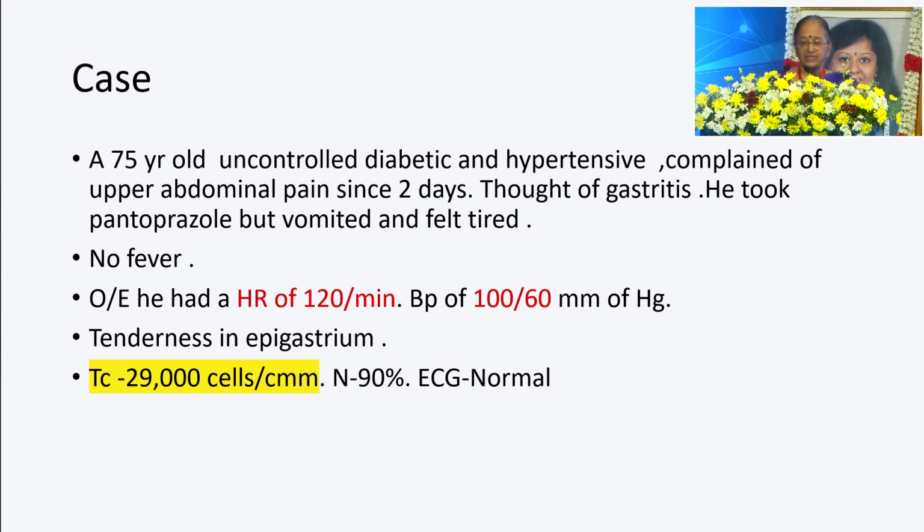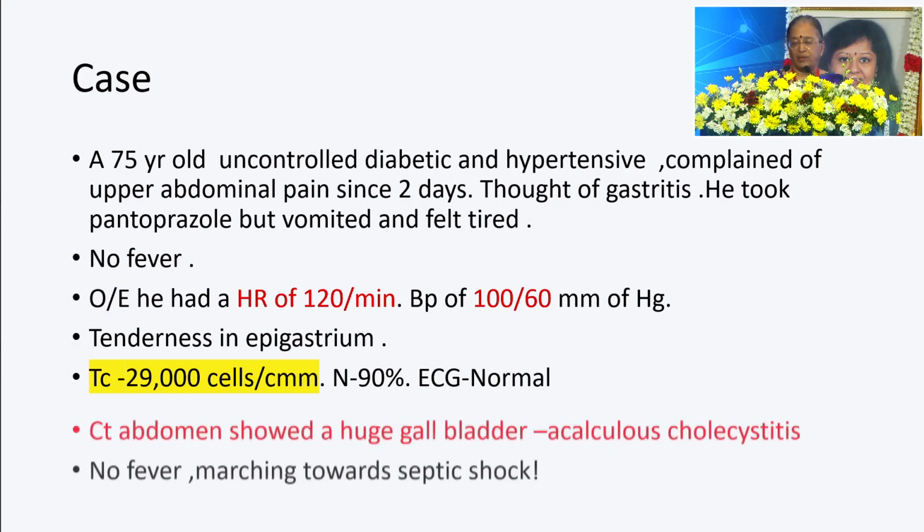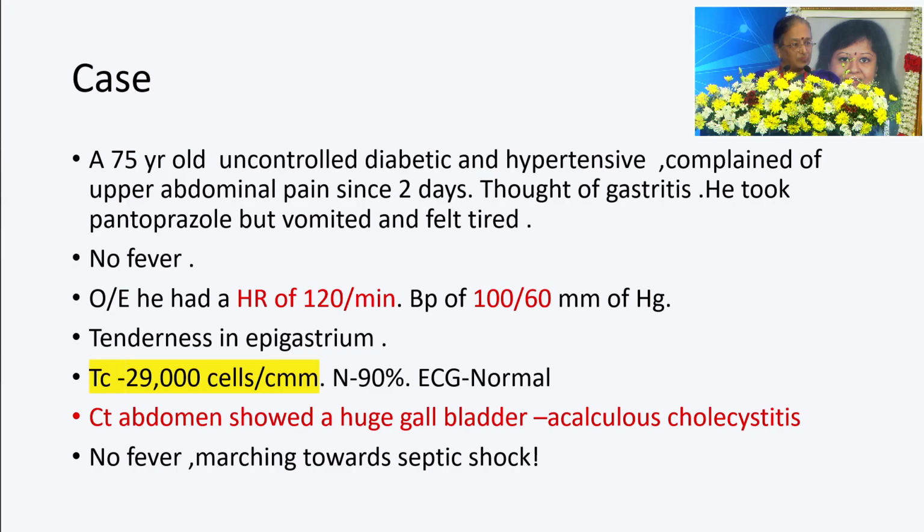There was tenderness in the epigastrium. I forced him to get a TC-DC done. That's all I did, asked him to do a total count and a differential count, and that showed a 29,000 total count with 90% neutrophils. Of course, I did an ECG because you're always worried about inferior wall MI in any diabetic complaining of upper abdominal pain. The CT abdomen showed a huge gallbladder, and it was an acalculous cholecystitis. No fever, he was marching towards septic shock.